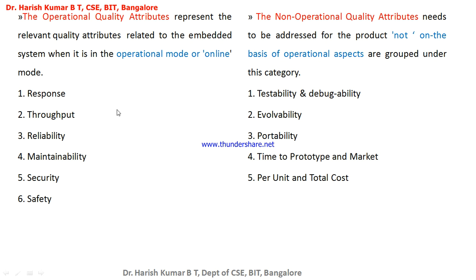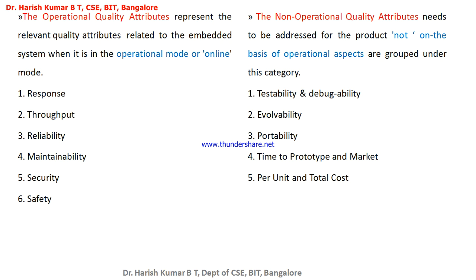And then another important operational quality attribute is the throughput, which defines the behavior of the system when the system is online or providing the service. What is throughput? Throughput is normally defined as the amount of work done per unit time. How much work you are able to do. Say for example, I have a web server. The throughput of the web server can be defined by how many web pages it is able to process per minute.